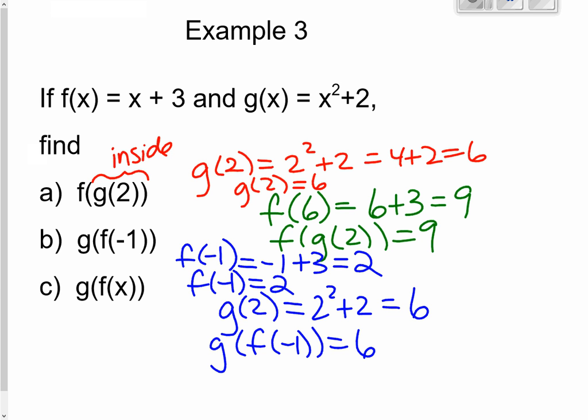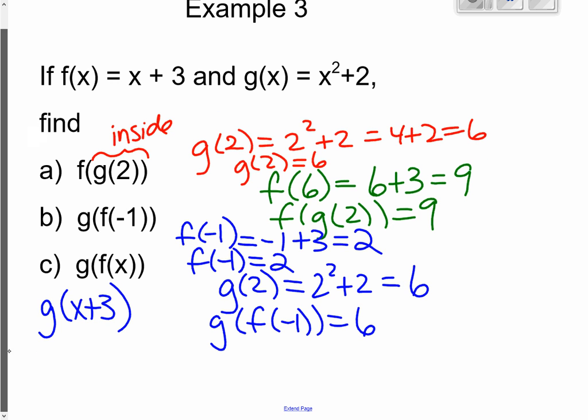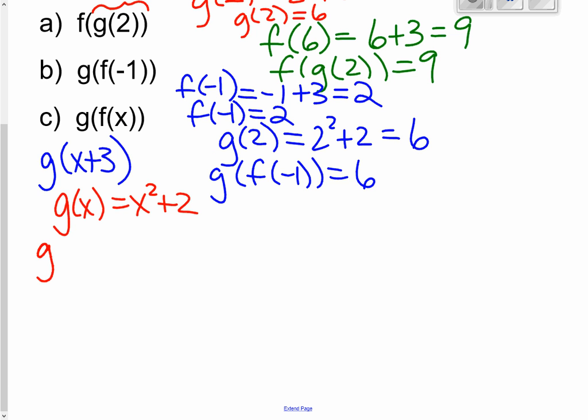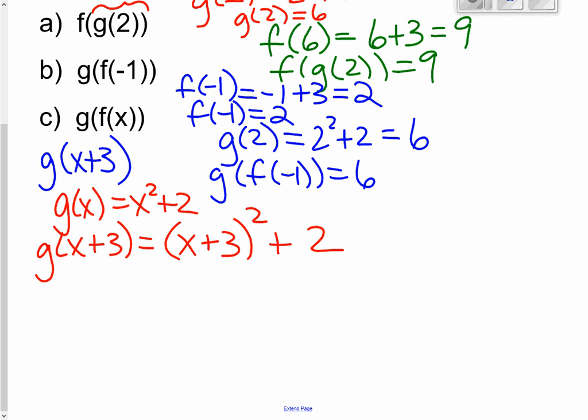Now, what if you're not given a number and instead you're just asked to find g of f of x? Well, I know what f of x is. f of x is x plus 3. So really what I'm being asked to find is g of x plus 3. We can replace that whole f of x with the expression x plus 3, which means I'm going to go to my g of x, which was x squared plus 2, and wherever there is an x, I'm going to replace it with x plus 3.